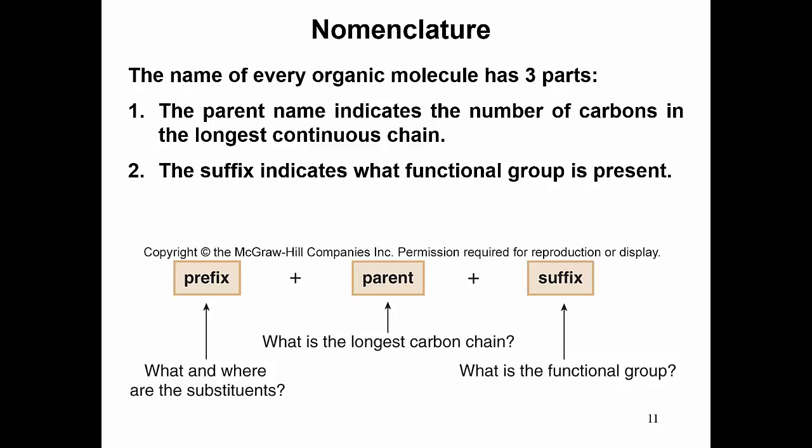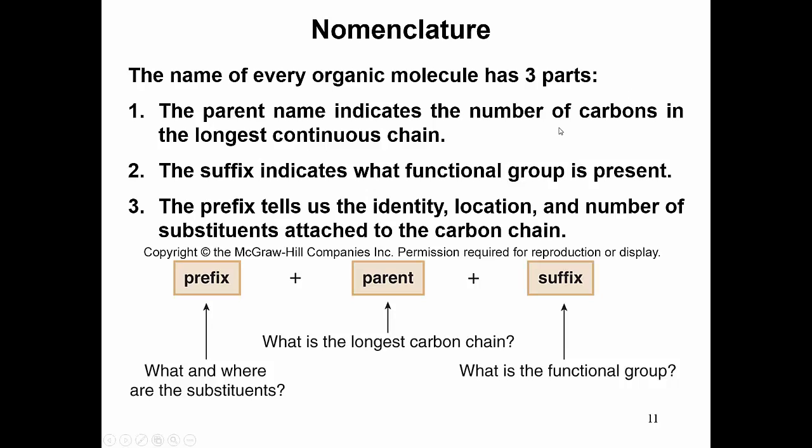The suffix indicates what functional group is present, so the suffix is going to be ane for alkanes, A-N-E. So that's not going to change as long as we're dealing with alkanes. So we can always get the suffix right, and you want to look at the longest chain of carbons, and we're going to write that right before we write the suffix.